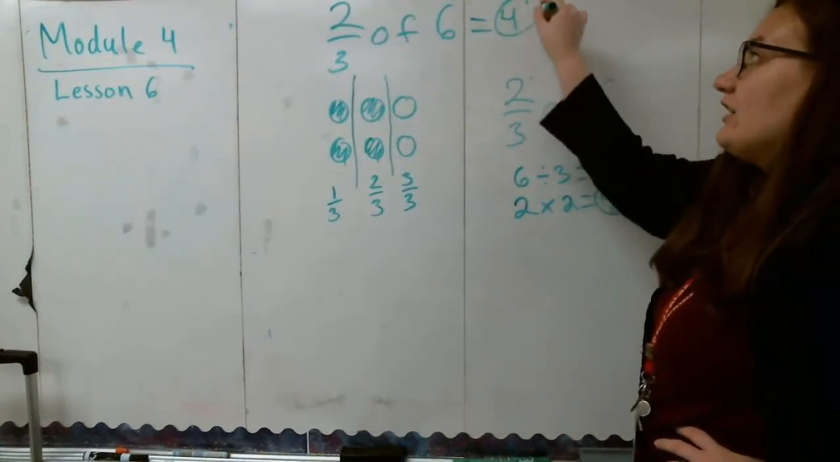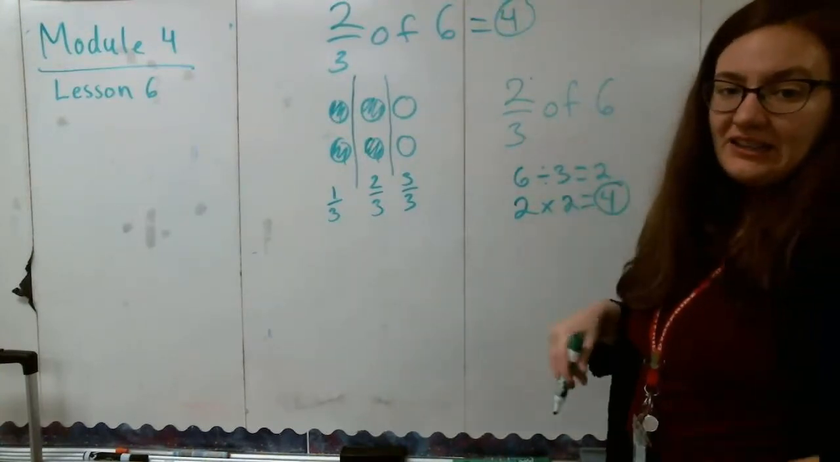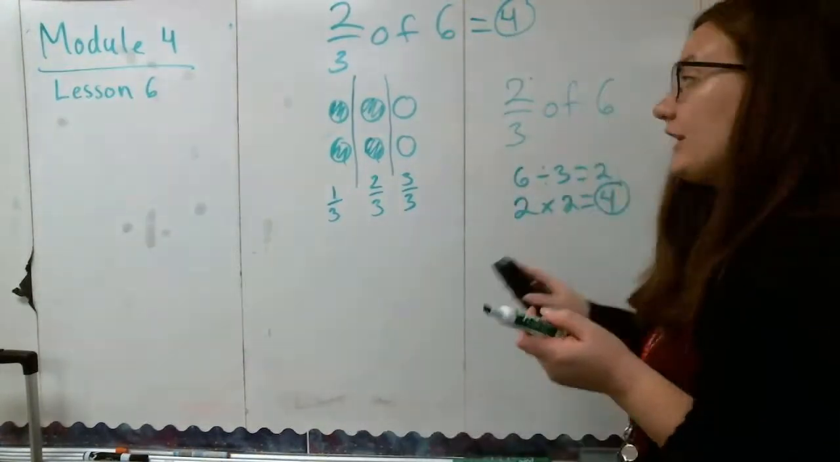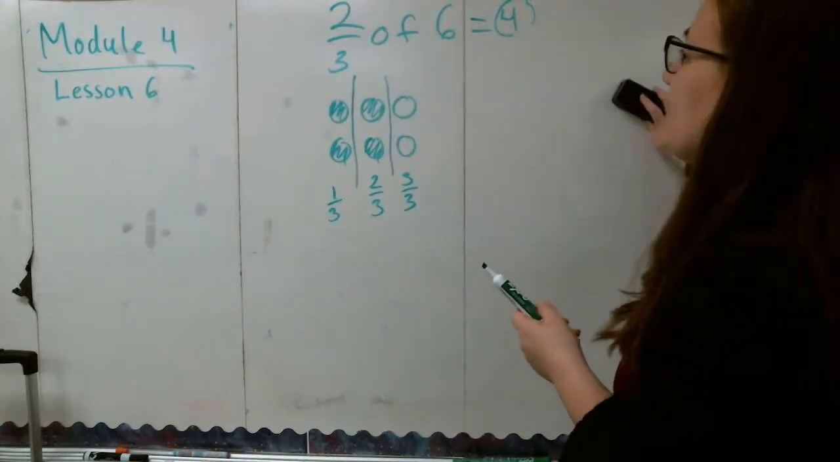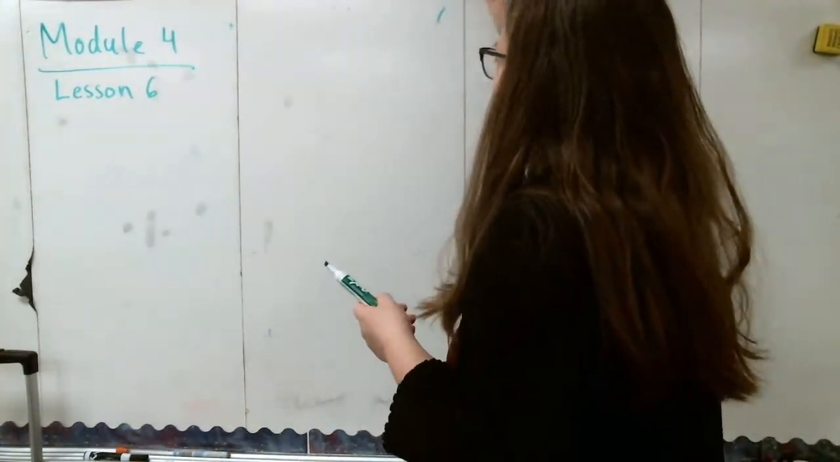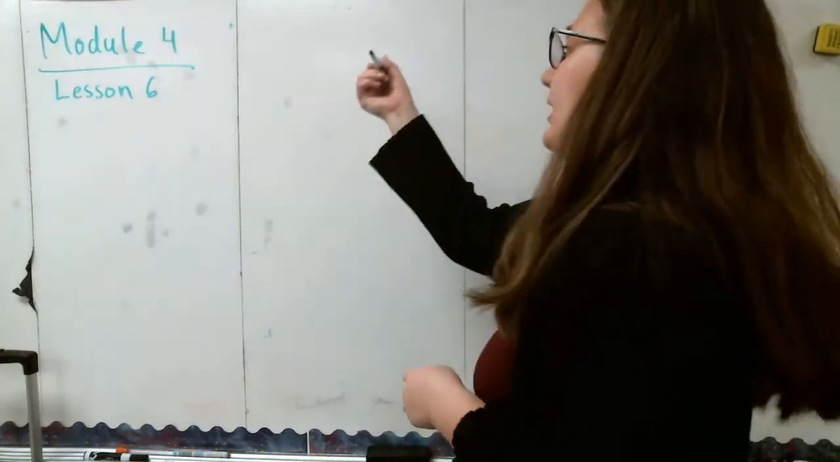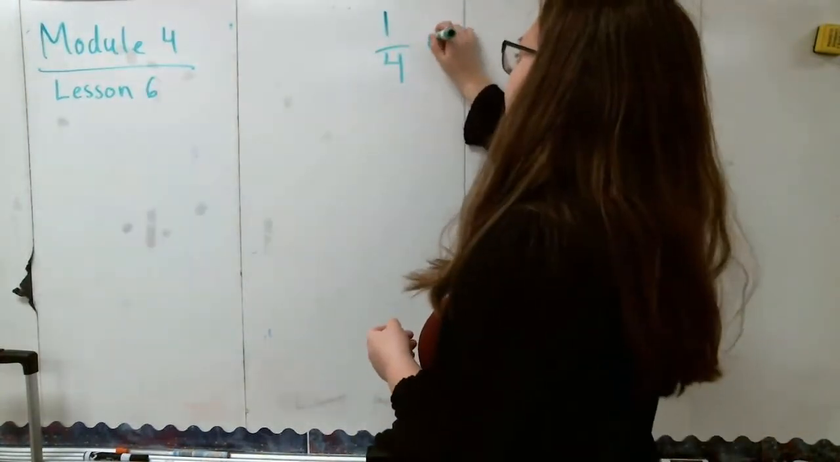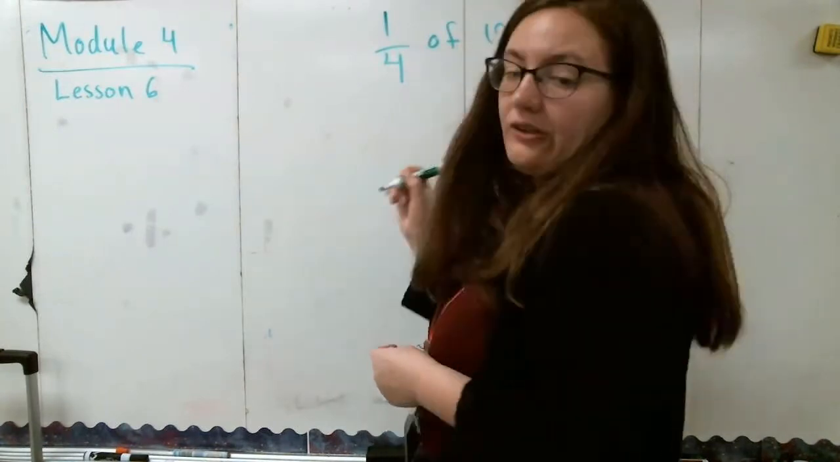So as you can see, all these different ways gave me the same answer. It's just whichever method works best for you. So we're going to go ahead and erase this problem and take a look at another one. So this next problem, we're adding a little bit more onto it. So we have 1/4 of 12.